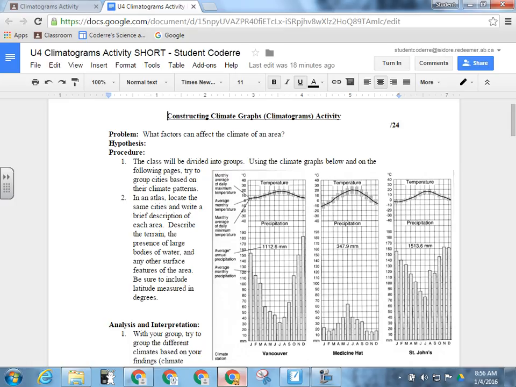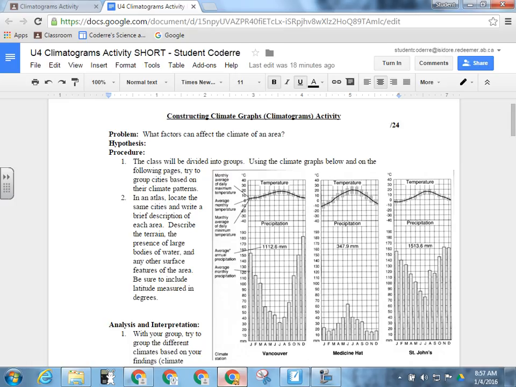Okay, so class will be divided. Try to group cities based on their climate patterns. Number one, so that's without looking at where they are on an atlas. Granted, you probably have a pretty good idea of where the Canadian cities are, because you've lived in Canada for a while. But we want to look at just their climate graphs and put them into groups. That's the first part.